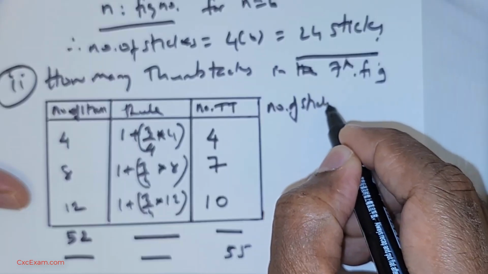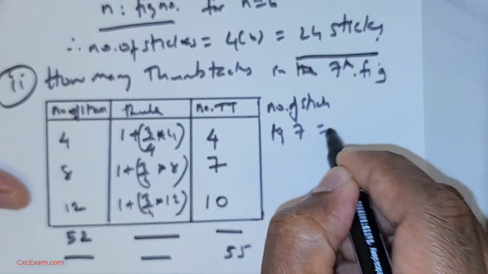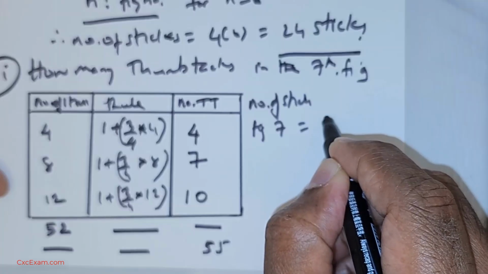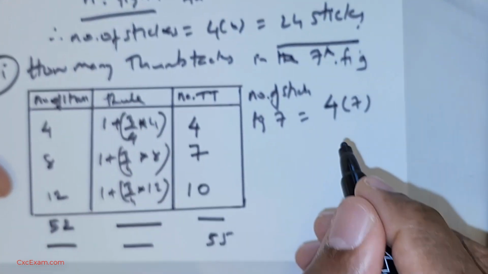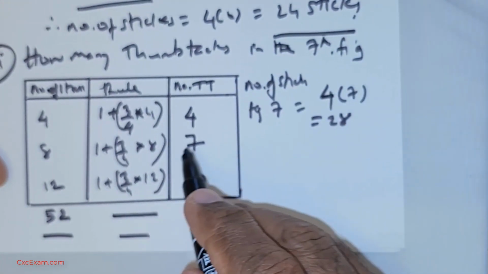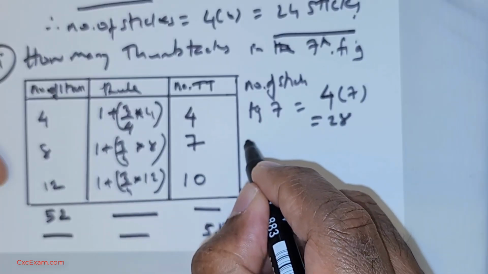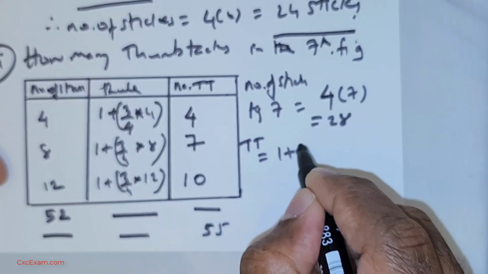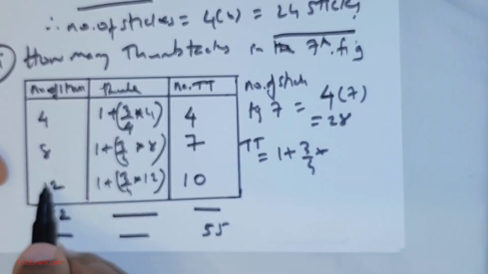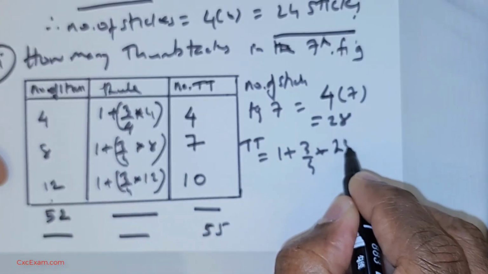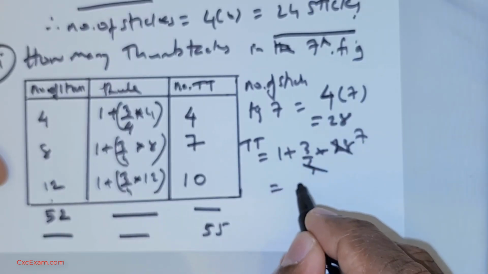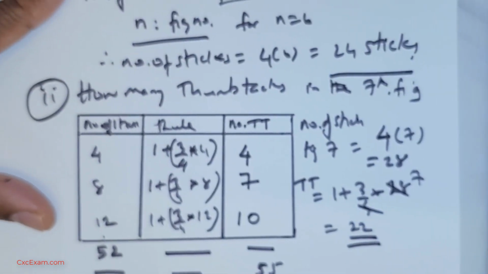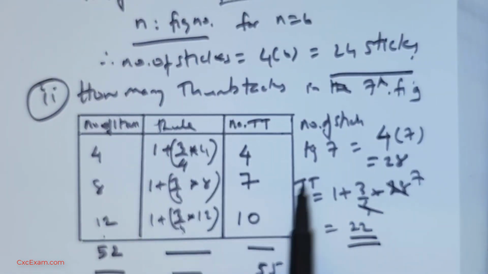So the number of sticks in figure 7 is going to be 4 multiplied by 7, right? 4n. That's going to be 28. Now to get the thumbtacks, it is going to be 1 plus 3 over 4 times the number of sticks. You see that comes here. That's going to be 28. 4 divides here 7 times. 7 times 3 is 21. 21 added with 1 is 22. So 22 is the answer. If we do not know this pattern, it's difficult to find the number of thumbtacks.